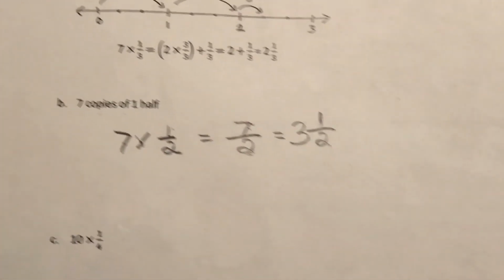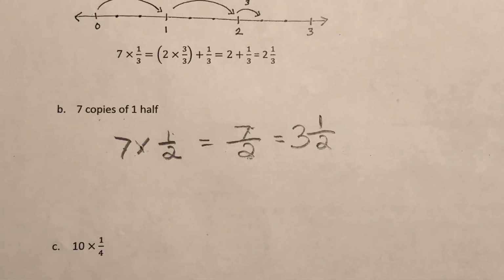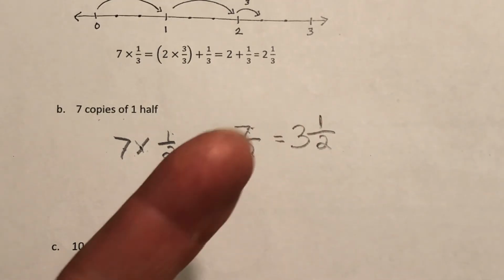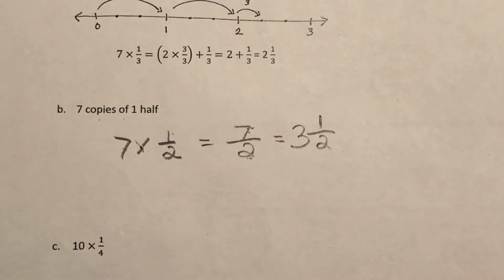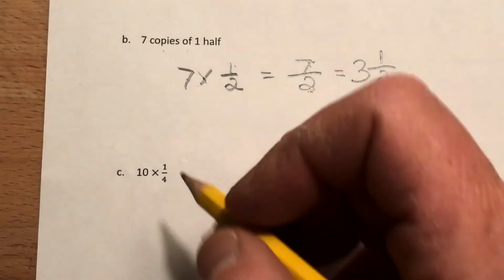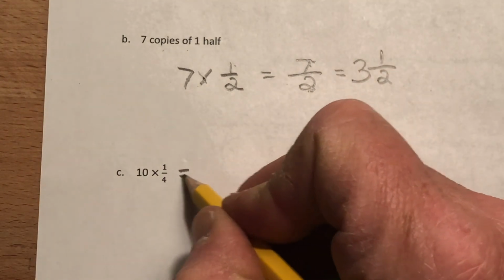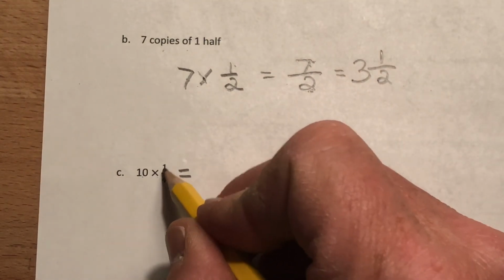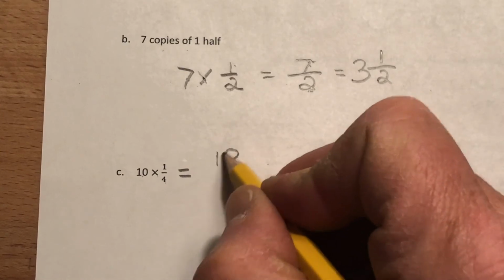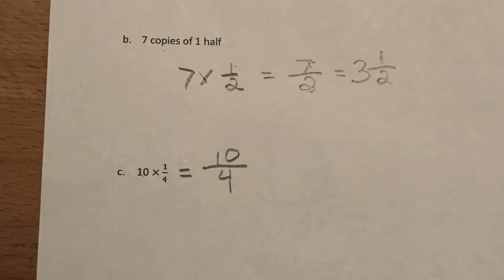So what does that look like? We'll count by halves. 1/2, 1 whole, 1.5, 2 wholes, 2.5, 3 wholes, 3.5. Okay? So here's 10 times 1/4. So 10 groups of 1/4. That's just 10 fourths. Okay?